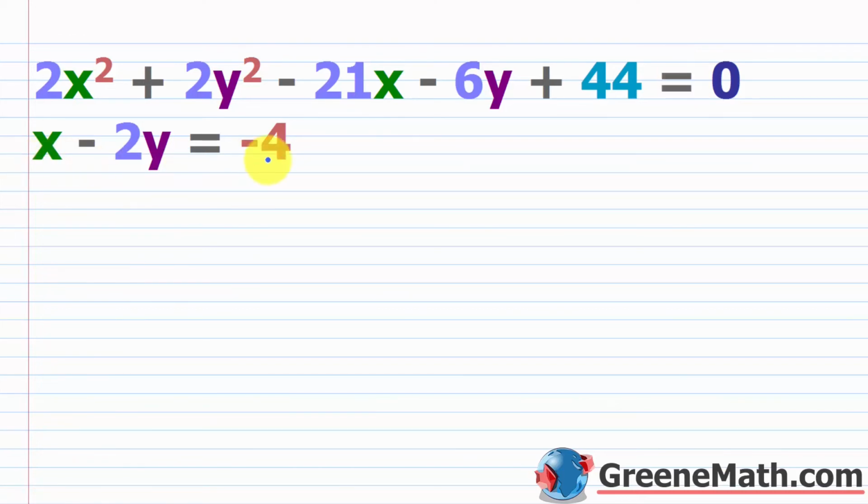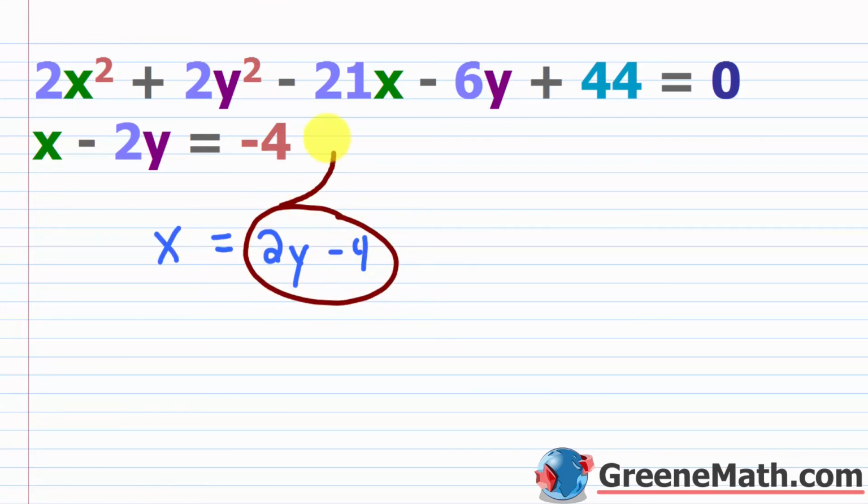I'm going to solve this bottom equation for x. So we'd have x is equal to, if I add 2y to both sides of the equation, 2y minus 4. So once I have that, I know x is equal to this. So I can plug this in everywhere there's an x in this top equation. Okay, so I can plug it in there and also there. That's going to give me an equation with just y, right? And then I can solve.